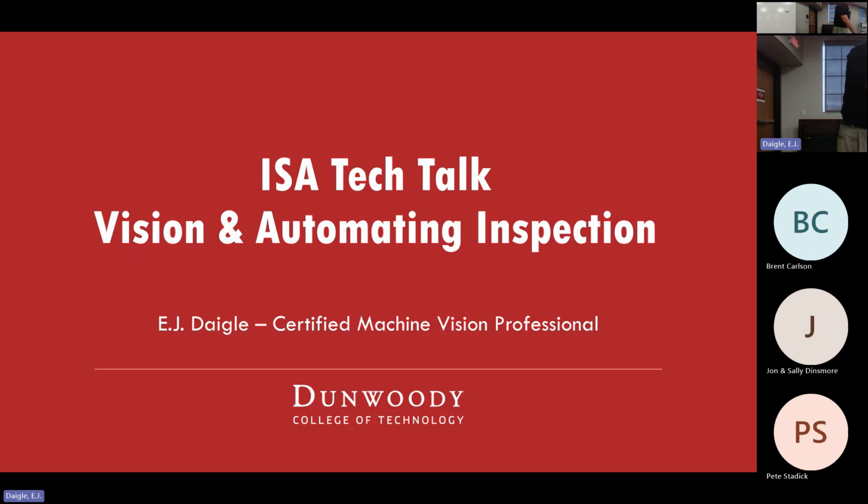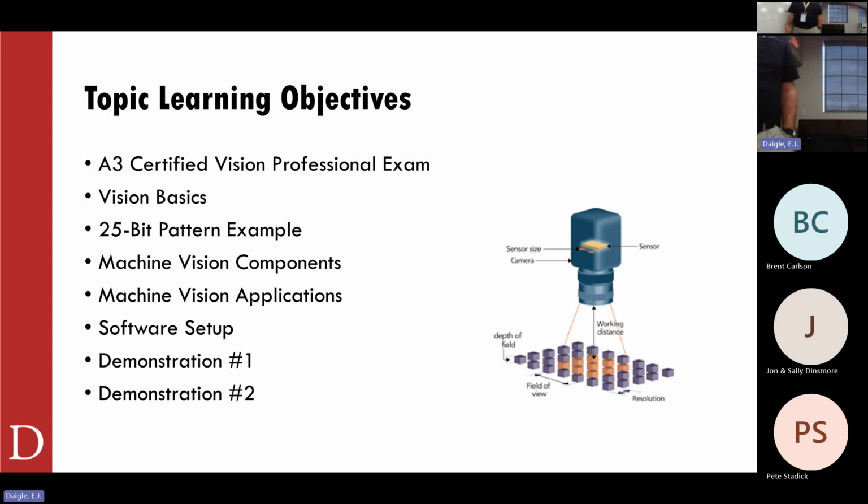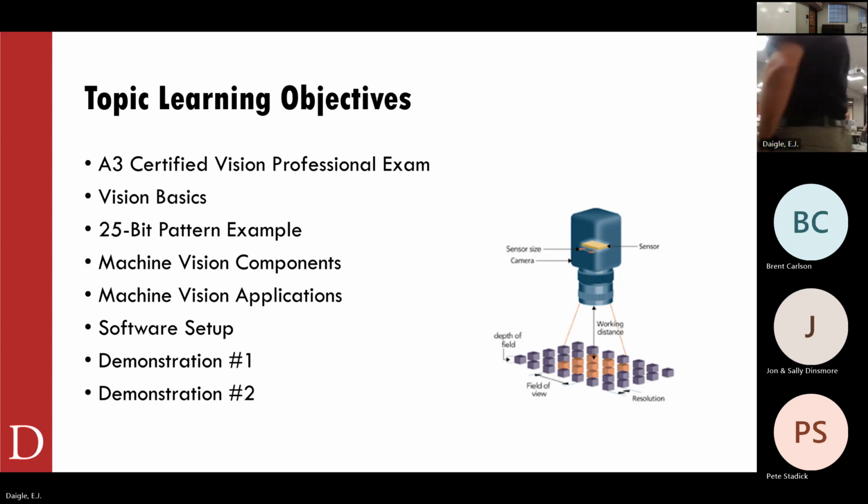And so what I'm going to talk about tonight, these are some of the learning objectives I want everybody to kind of see ahead of time here. We'll talk a little bit about the Certified Vision Professional exam. We'll talk about some of the very, very basics of machine vision. I like to use, it isn't mine, but I stole it from somebody else many moons ago, the 25-bit pattern example. I think it's a great example for teaching pattern recognition in machine vision. It brings it down to kind of a really basic scale so people can understand why or how machine vision locates parts in space. We'll go over some of the machine vision components, a few machine vision applications.